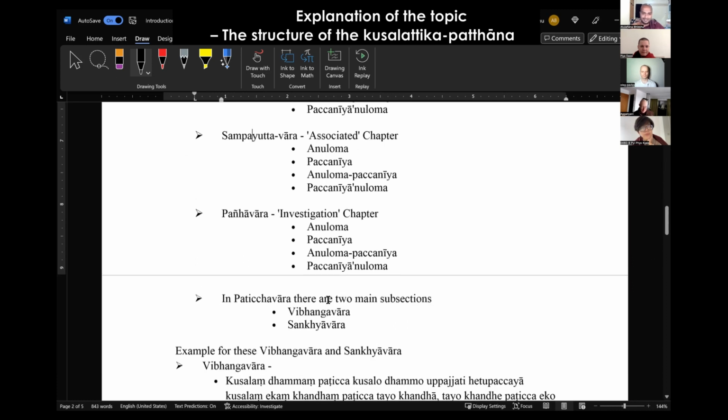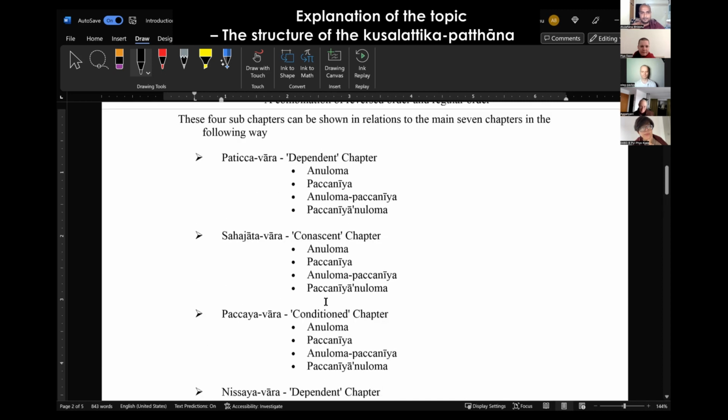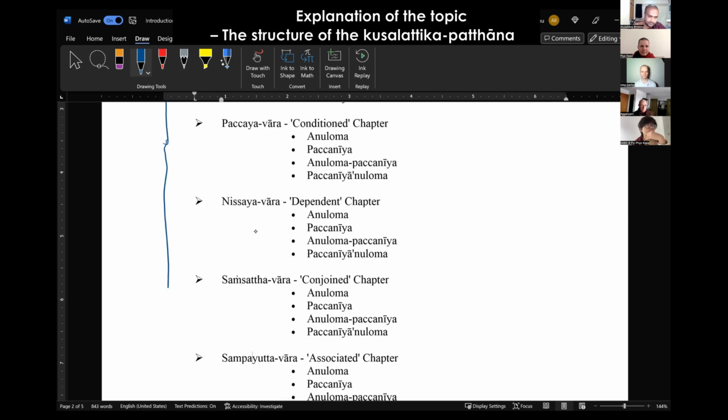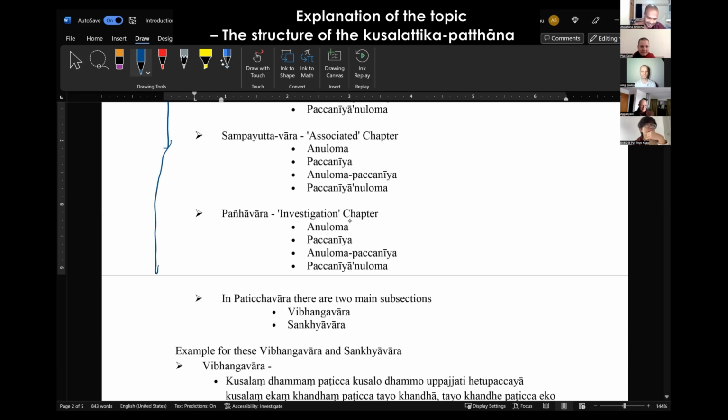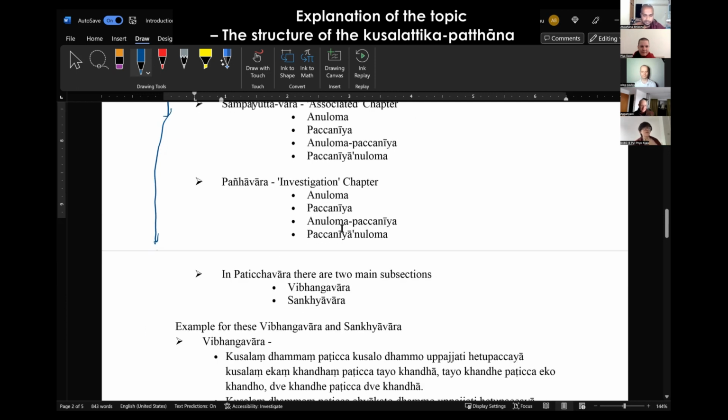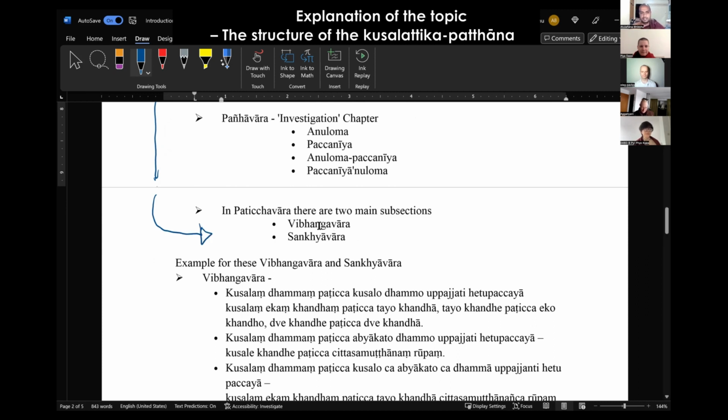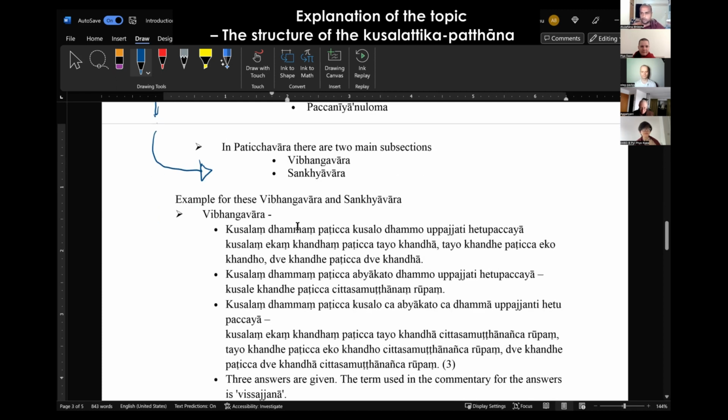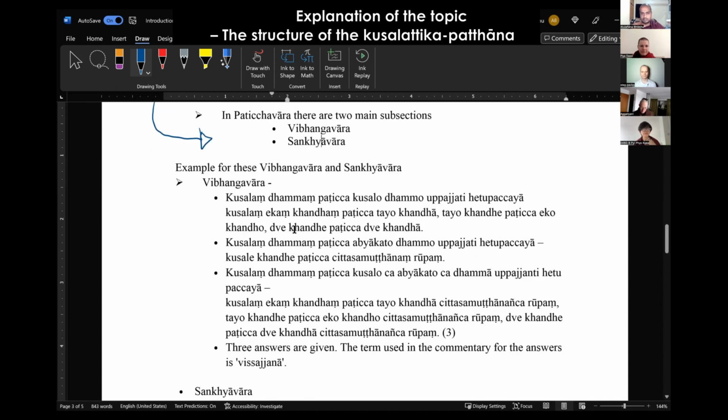And further, we have to go into the structure as well, right? So in the Paticca-vāra, draw this line down here. There are 2 main subsections: the Vibhanga-vāra and the Sankhya-vāra. Vibhanga-vāra is translated as the chapter of classification. That's how the Mula Patthana Sayadaw has translated it. And the Sankhya-vāra means the chapter of enumeration. So we'll go through a couple of examples to have an idea of what we are discussing, right?